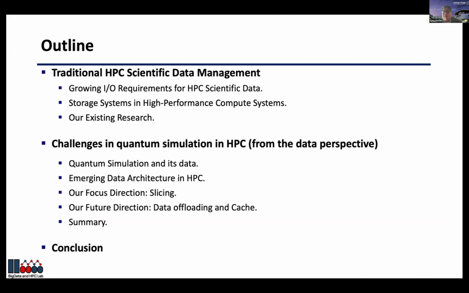In today's talk, I will talk about traditional HPC science data management, and how quantum simulation in HPC can have some similarities or differences that we should tackle when expanding those simulations to millions or thousands of GPUs.